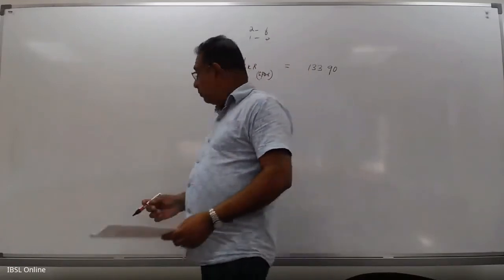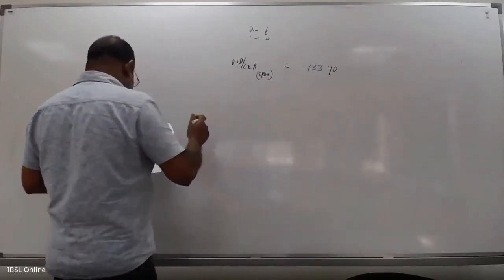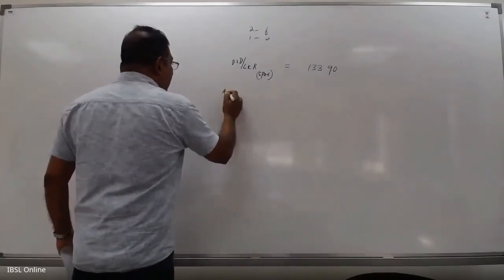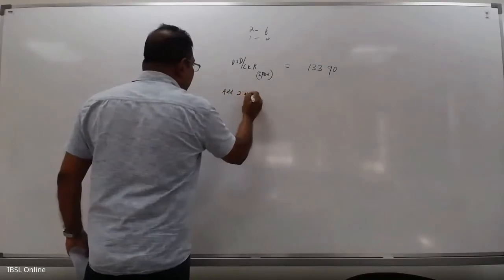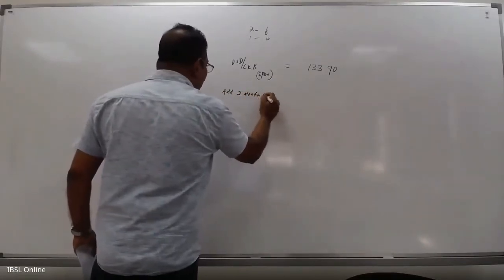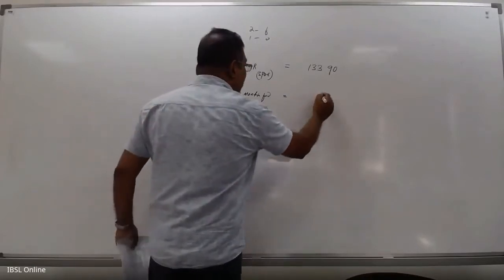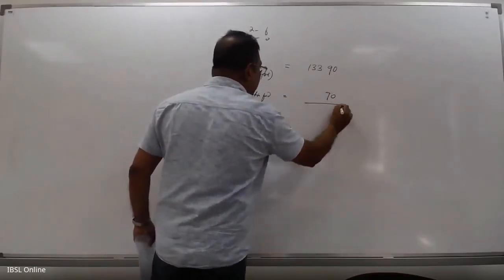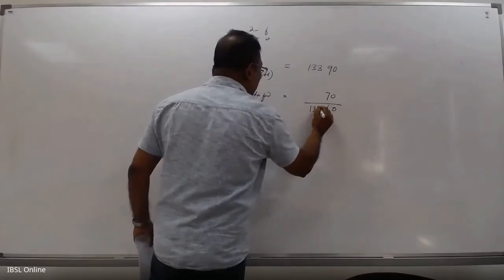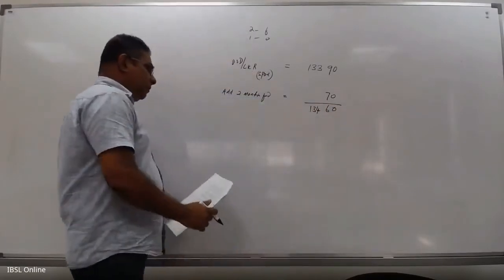So therefore, I will take the 2 months forward and say 0.70, 134.60.